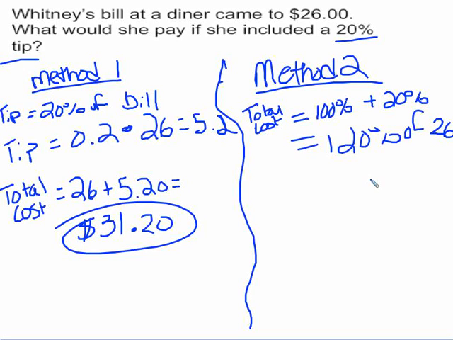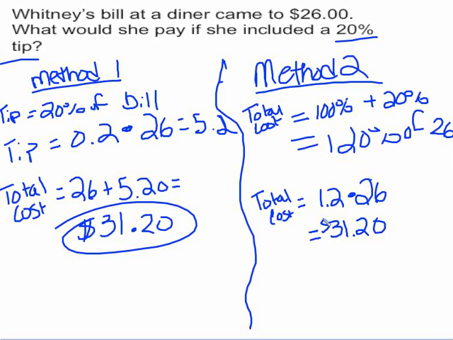Well, in order to calculate that, my total cost then becomes 1.2 multiplied by 26, which is going to be equal to 31.20. So in other words, I get back to the same answer of $31.20 total. Okay, and this is not including tax. So typically when you go to a restaurant, you do pay tip and tax.